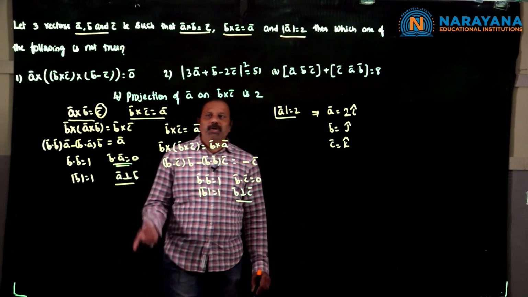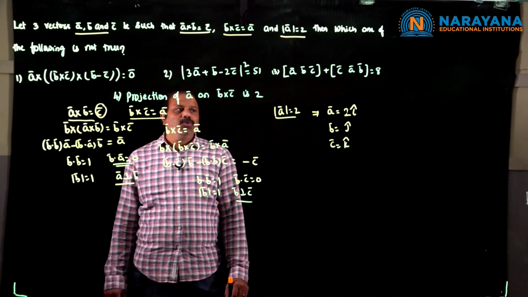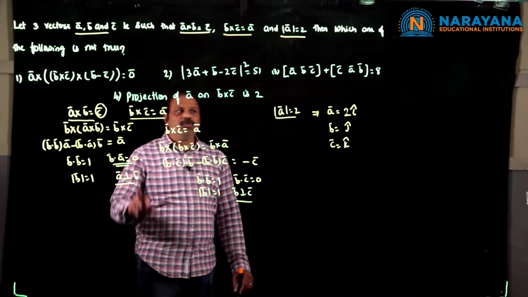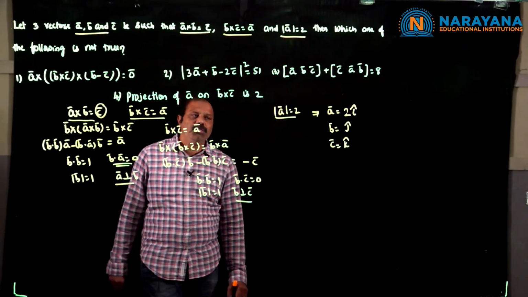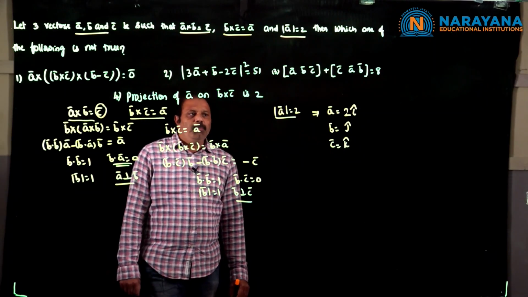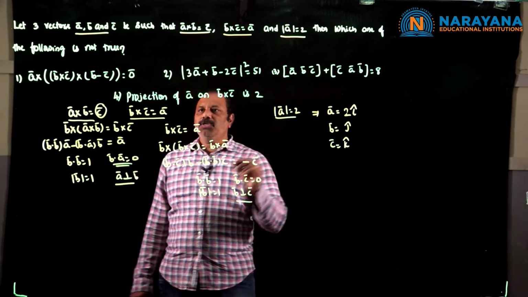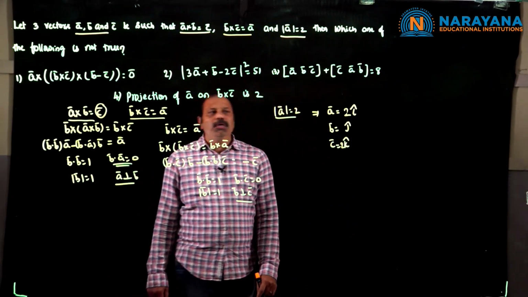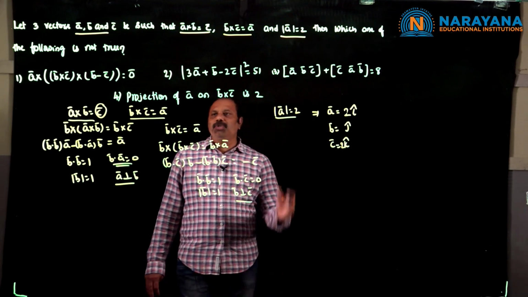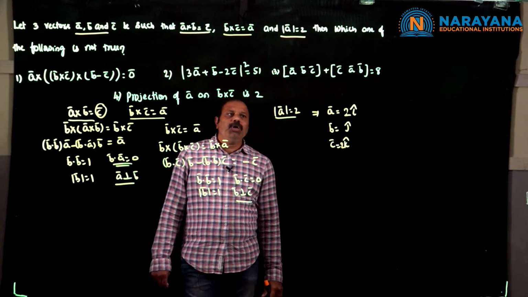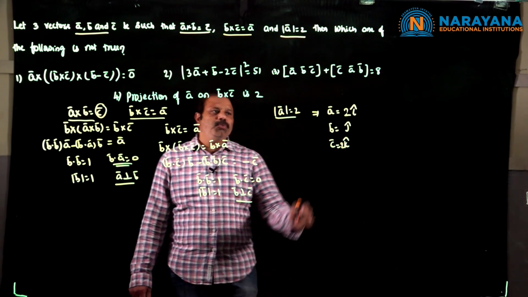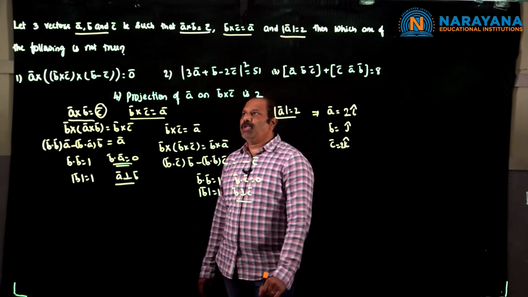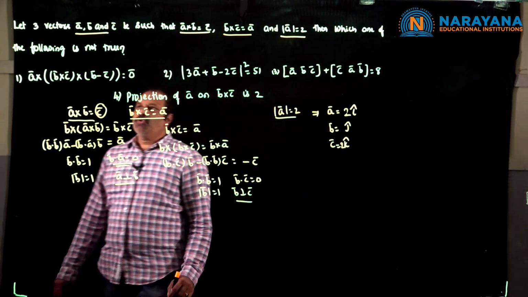Actually, b bar cross c bar is equal to a bar. So b bar cross c bar is equal to a bar means j bar cross k bar is equal to i bar. But b bar cross c bar is equal to a bar, therefore let us take c bar equals 2k bar. So j bar cross 2k bar is equal to 2i bar. Not only that, what is a bar cross b bar? A bar cross b bar is equal to 2k bar. Everything is working. Now, let us come to the options.